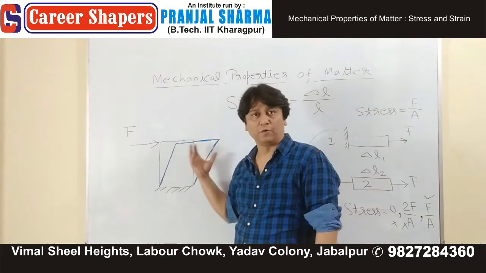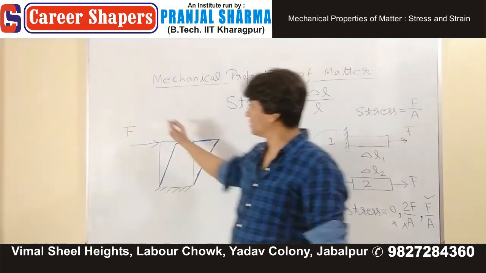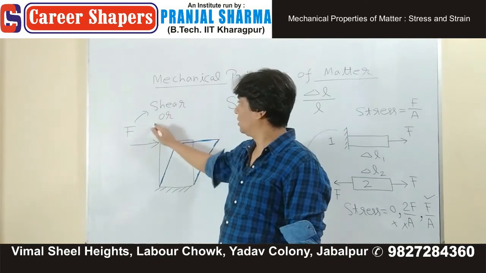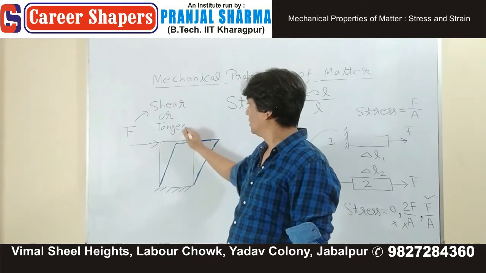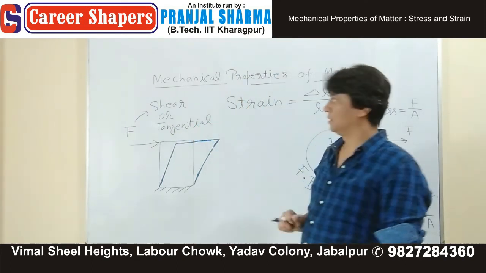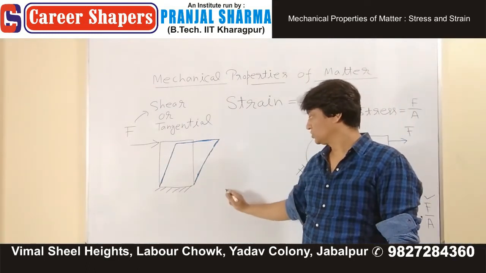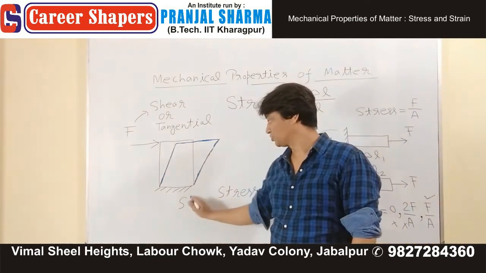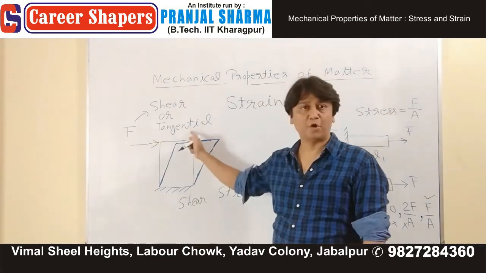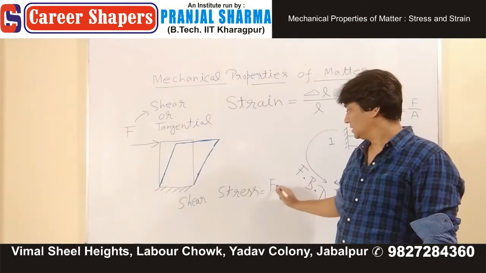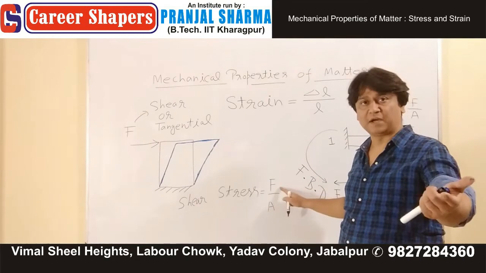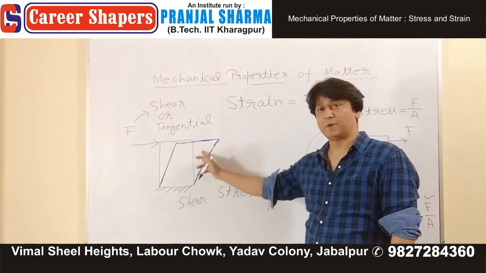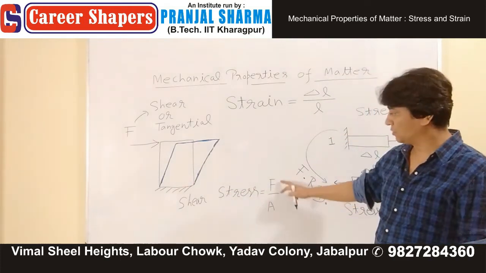This tangential force is called shear. Shear or tangential. For this type of thing, the stress which is defined is also called shear stress. So once I say shear, remember I'm talking about tangential. F upon A. This is definitely at equilibrium. Remember now, shear, the equilibrium restoring force coming from the material will be equal to what? External. So this is the shear, which is F upon A.